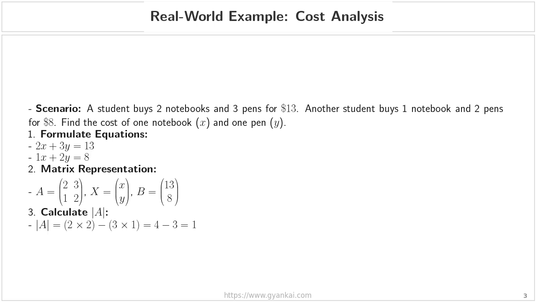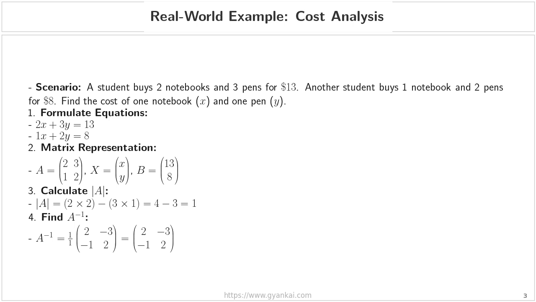Third, we calculate the determinant of matrix A. We multiply the elements of the main diagonal, which is 2 times 2, and subtract the product of the off-diagonal elements, which is 3 times 1. This gives us 4 minus 3, resulting in a determinant of 1. Since this is not 0, we know a unique solution exists. Fourth, we find the inverse of matrix A using the shortcut from the previous slide.